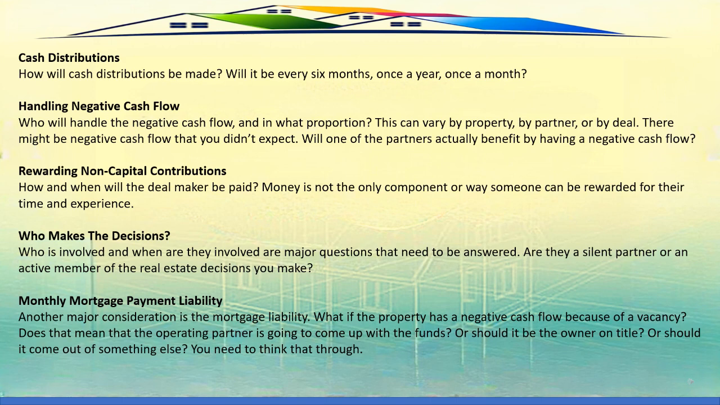Another major consideration is the mortgage liability. What if the property has a negative cash flow because of a vacancy? Does that mean that the operating partner is going to come up with the funds? Or should it be the owner on title? Or should it come out of something else? You need to think that through.